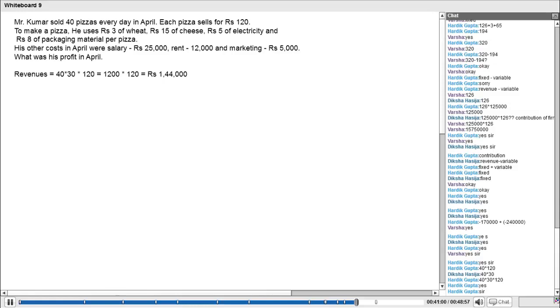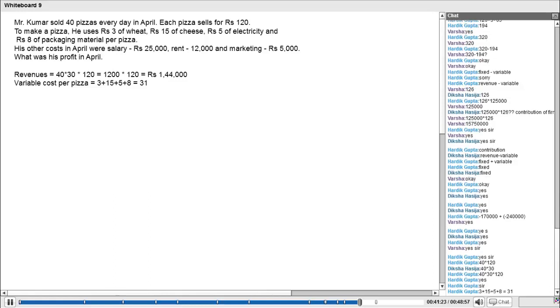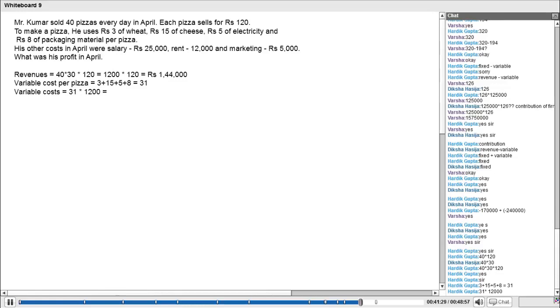So what were his variable costs? Can we calculate variable cost per pizza? Wheat is 3, cheese is 15, electricity is 5, packaging material is 8. So this is 31. Okay. So what was his total variable costs in April? 31 into 1,200 pizzas he made, which is equal to, how much is this equal to?